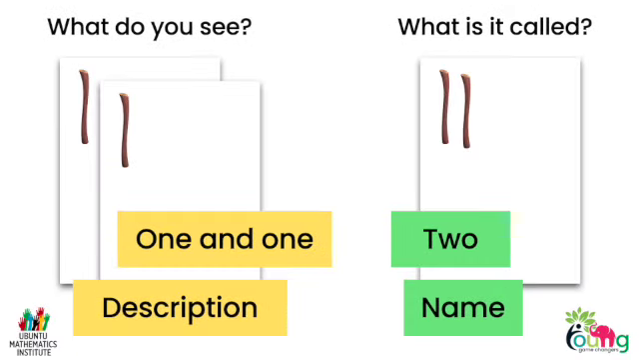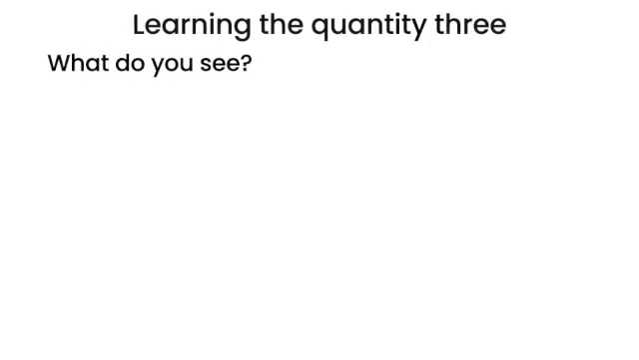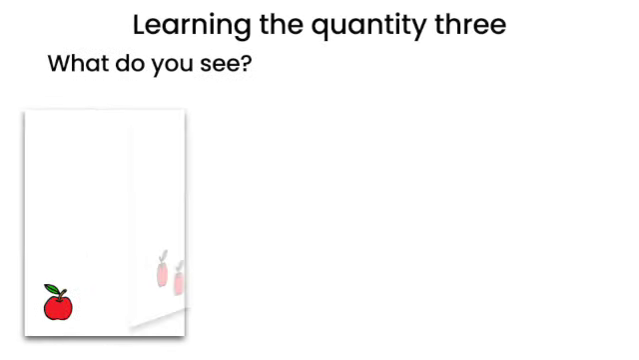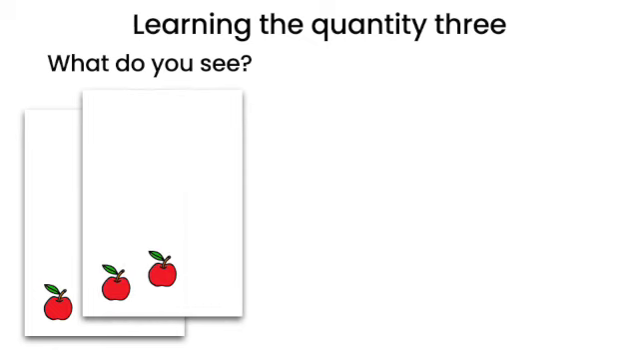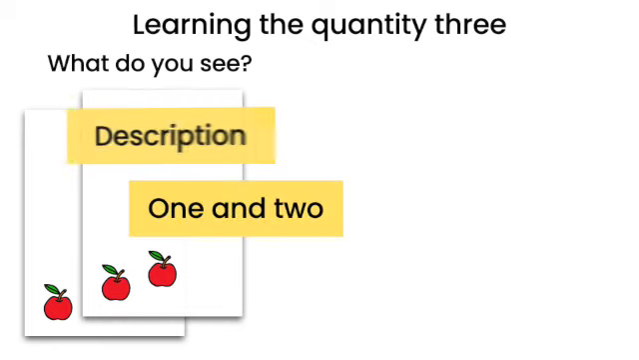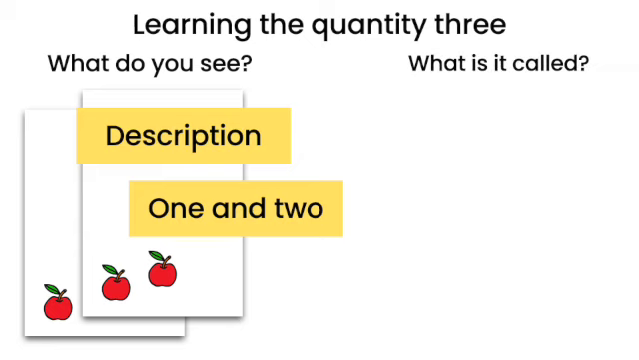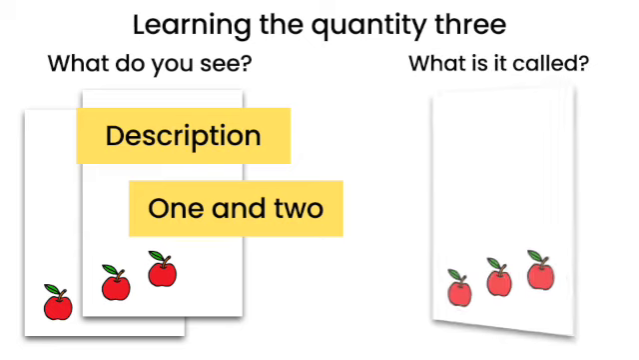The learners already then at a young age learn that 1 and 1 is 2, or in other words, 1 and 1 can be called 2. Moving on to the quantity of 3. We now show the learners a 1 card and a 2 card, and we ask, what do you see? As they already know 1 and 2, they should describe what they see as 1 and 2, or 2 and 1. We then teach them that 2 and 1 can also be called 3.